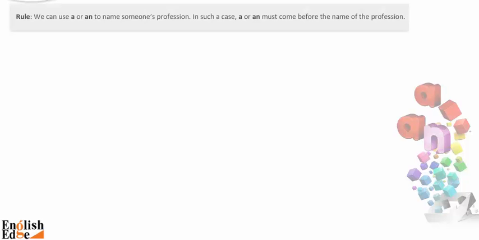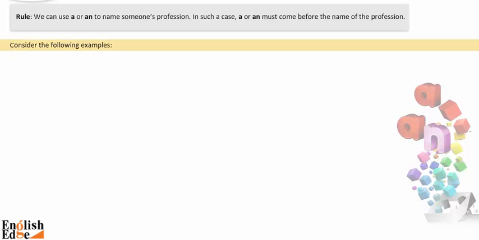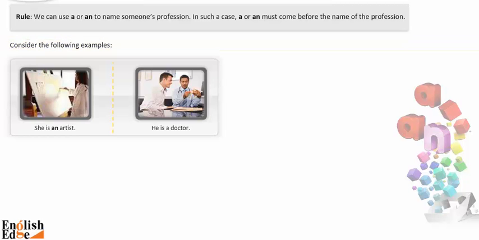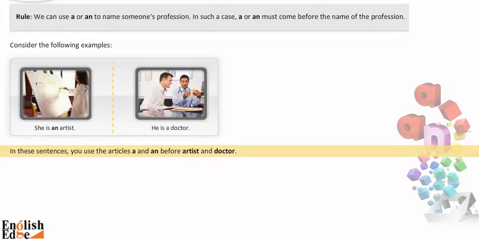Now let's look at the use of indefinite articles when referring to a profession. We can use a or an to name someone's profession. In such a case, a or an must come before the name of the profession. Consider the following examples. She is an artist. He is a doctor. In these sentences, you use the articles a and an before artist and doctor.